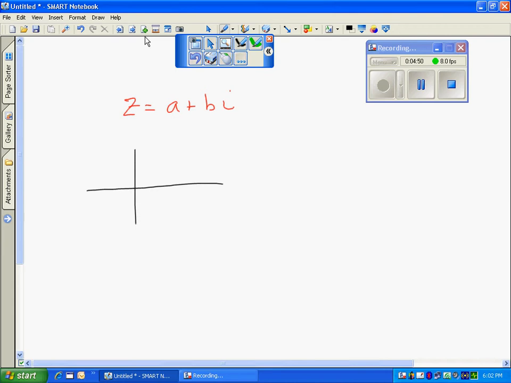Plotting it seems easy. Here's a. Here's b. So this axis is bi. So if I draw this in, I again have a triangle. This is a plus bi in the complex number system. Labeling, this is theta and this is r.